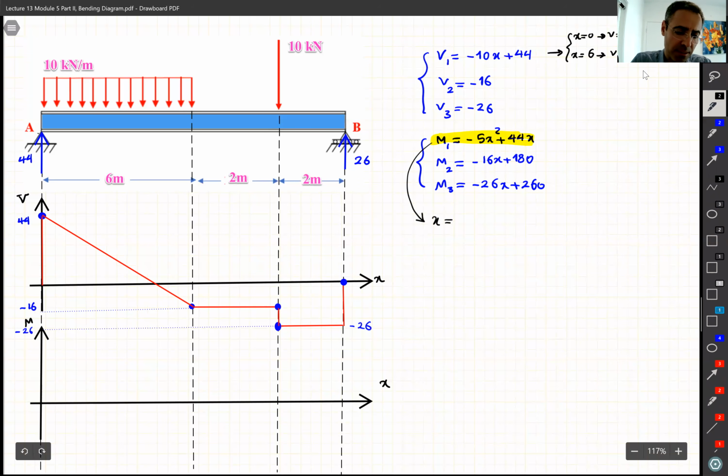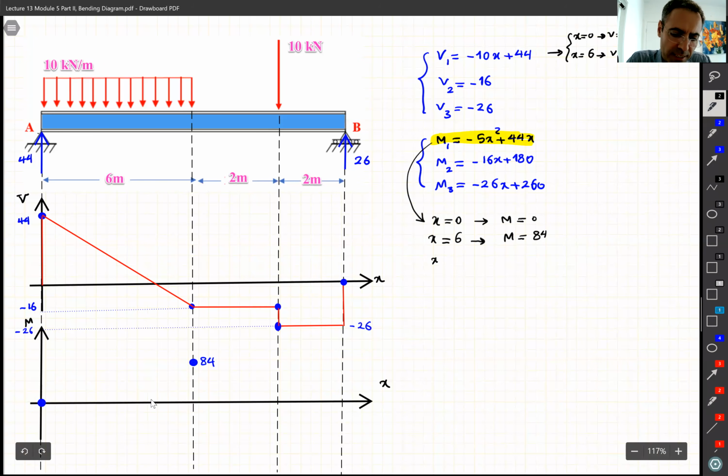X, and remember this equation is for the first region, right? Between x equals 0 to 6. I put x equal to 0, it gives me M equal to 0. I put x equal to maybe the last point, 6, it gives me M equal to 84. So let's put those points there. At the beginning it's 0, and then it is 84. Let's say 84 is something around there. I need maybe 1 or 2 more points.